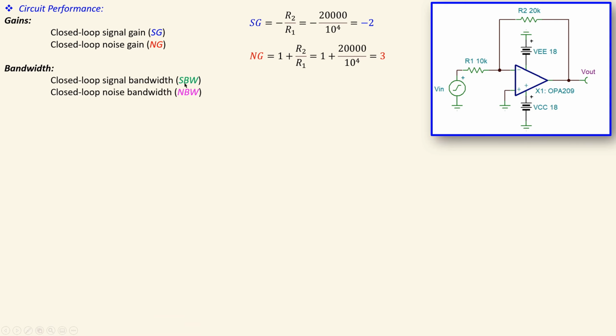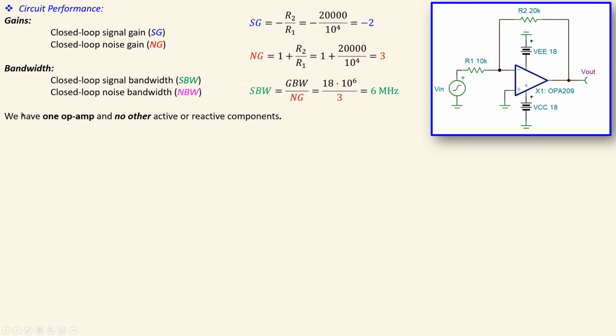So we have a signal bandwidth which is given by S bandwidth, BW. We have the noise bandwidth which is given by NBW. The signal bandwidth is calculated from the specifications of the op-amp. We know that the gain bandwidth product was 80 megahertz, and we have the noise gain, so we have the gain bandwidth product over noise gain, which is then 6 megahertz for our signal bandwidth. That means the cutoff frequency for this op-amp, considering it's a first order low pass filter, will be 6 megahertz.